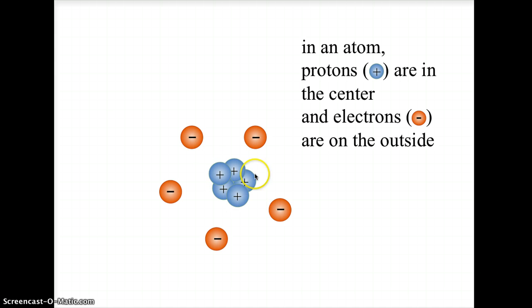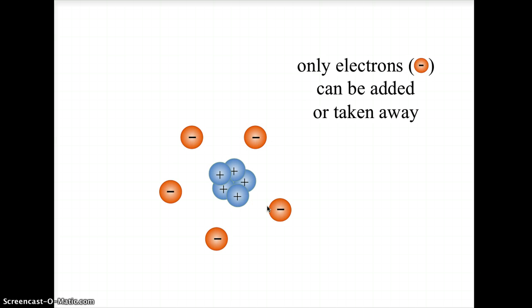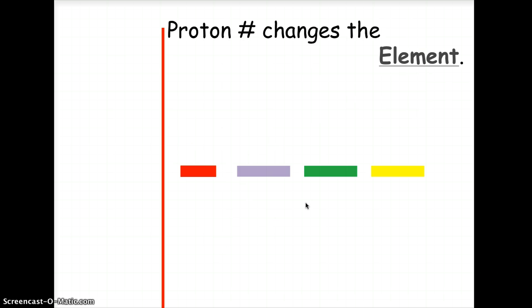When it's set up like this, like a real atom, you cannot change the number of protons. Okay, those have to stay the same. The number of electrons, though, you can change, so you can take away these guys out here on the edge. Again, protons are protected. You can only add or take away electrons. And the reason for that is because if you change the number of protons, you're actually changing the element itself.